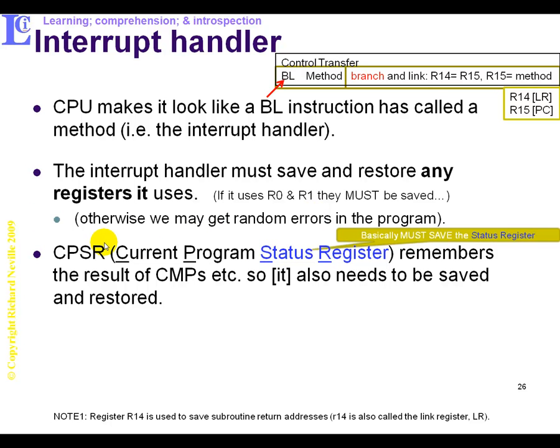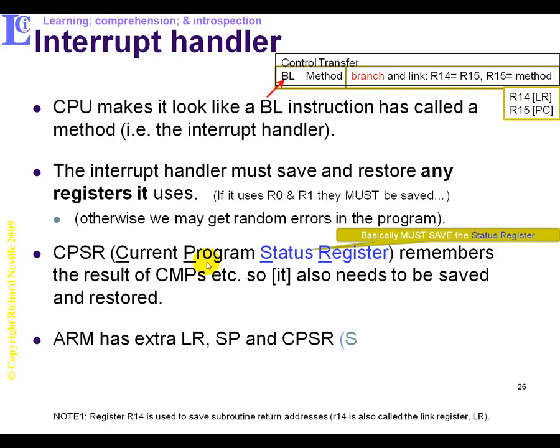In the ARM sense, we save the current program status register, and we must remember all these, because if we're going to do any future tests or compares in the next few lines of the program, that's why we need to save the status register.